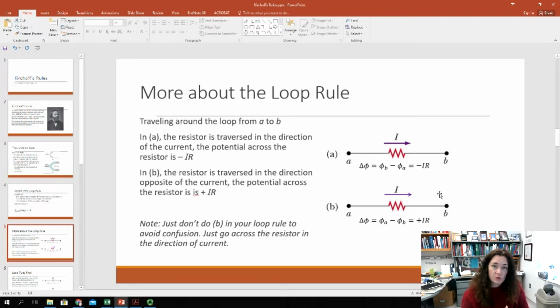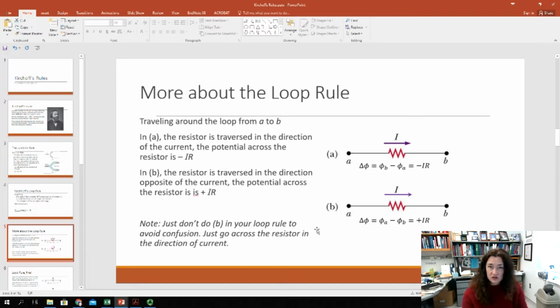The potential will be higher upstream than it will downstream. And so that would mean that you would gain voltage as you go across that resistor in the amount IR. Now, I'm going to encourage you, when you do your loop rules, not to do this. You'll just confuse yourself. What I like to do is draw the currents, label them all, and then go in the direction that I have labeled the current.